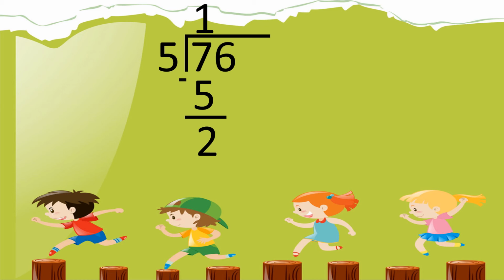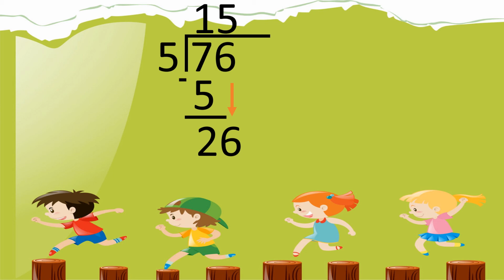Then we see how many times 5 can go into 2. But that's not possible, so we go to the 6 and draw an arrow pointing from it to next to the 2, like this. Next we put the 6 next to the 2. That gives us 26. Next, we will see how many times 5 goes into 26. 5 goes into 26 5 times. So, we would write a 5 on top of the 6 in 76.